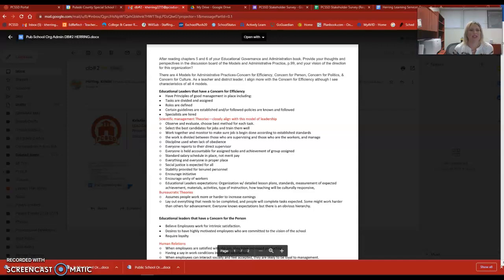In this model, educational leaders lay out everything that needs to be completed, and there's an expectation that people complete the tasks that they're assigned. Under this type of leadership, some might work harder than others for advancement, while others do a very minimal amount. Everyone knows expectations, but there is an obvious hierarchy in these buildings.